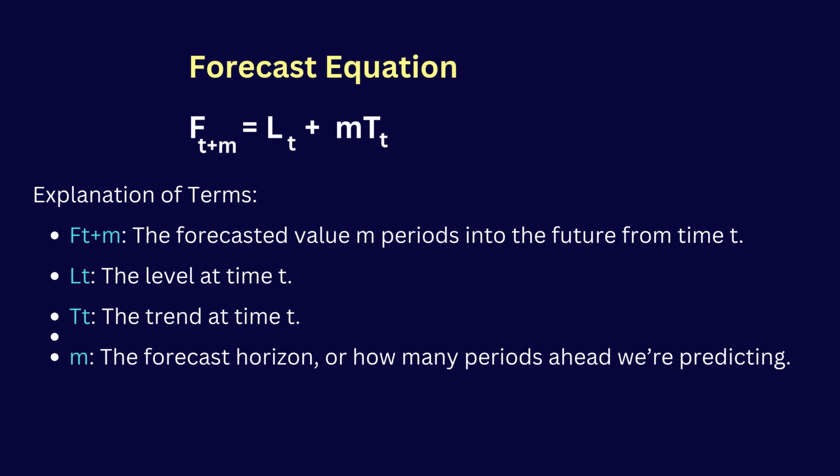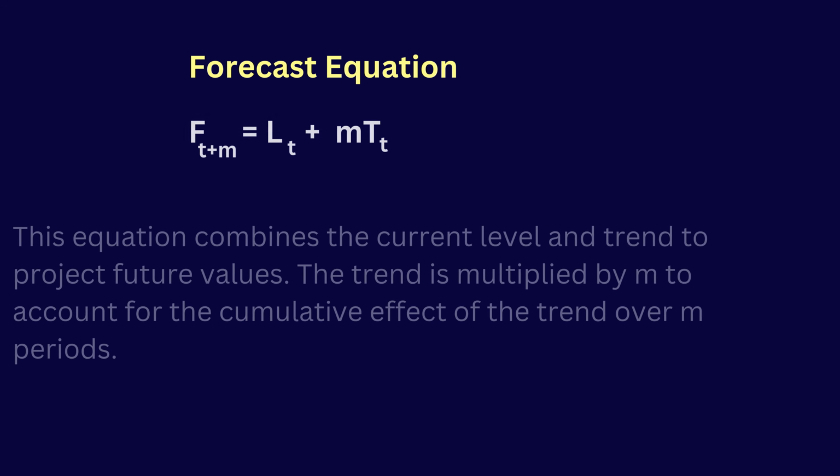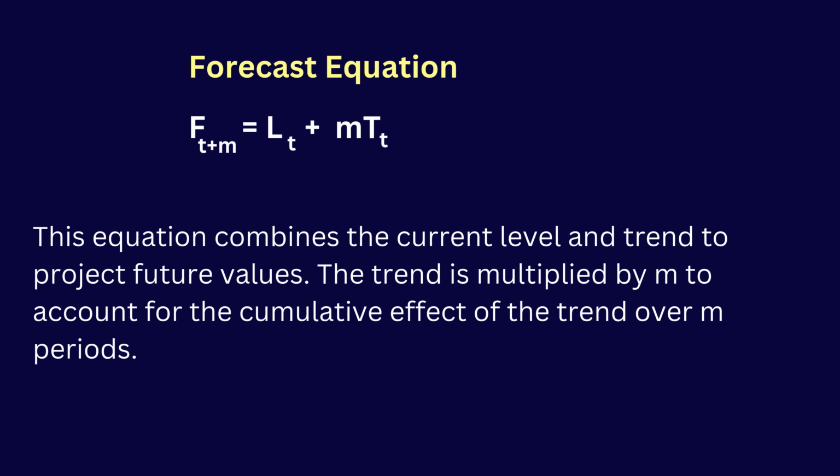Forecast equation: F_{t+m} = L_t + m * T_t. F_{t+m} is the forecasted value m periods into the future from time t. L_t is the level at time t. T_t is the trend at time t. M is how many periods ahead we are predicting. This equation combines the current level and trend to project future values. The trend is multiplied by m to account for the cumulative effects of the trend over m periods.